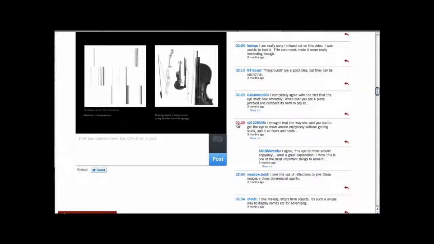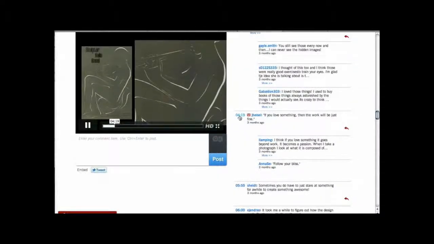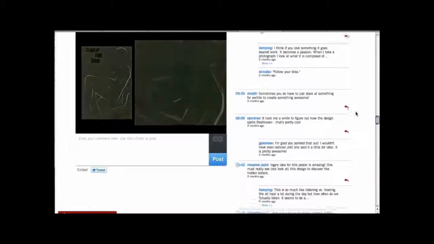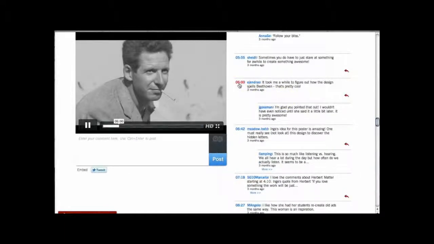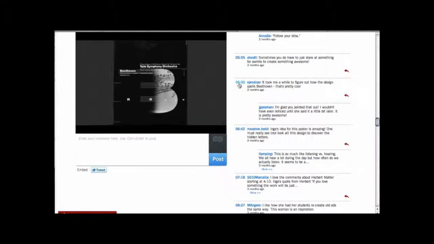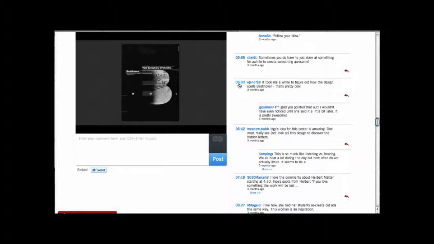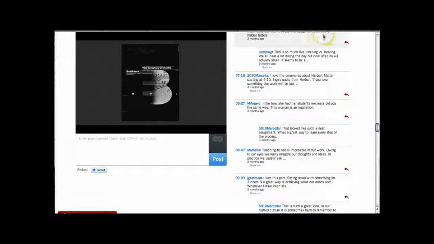The instructor pops up from time to time to give useful comments, and the students even give tips to other students. For example, this graphic of Beethoven actually spells out the name of Beethoven in a very hidden way.